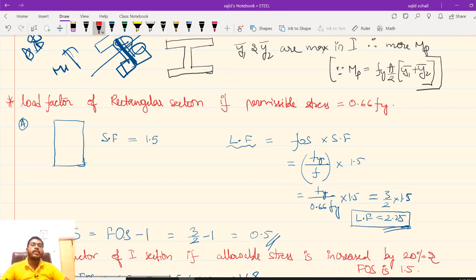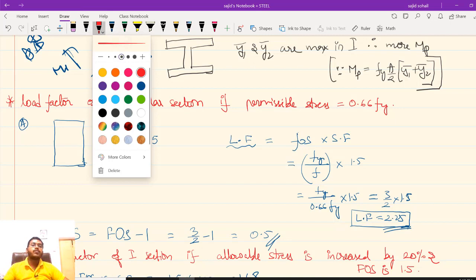So let me select some red ink. Yeah, okay. So should I increase the size of my red ink? That would be better, right? This one looks good. Okay.